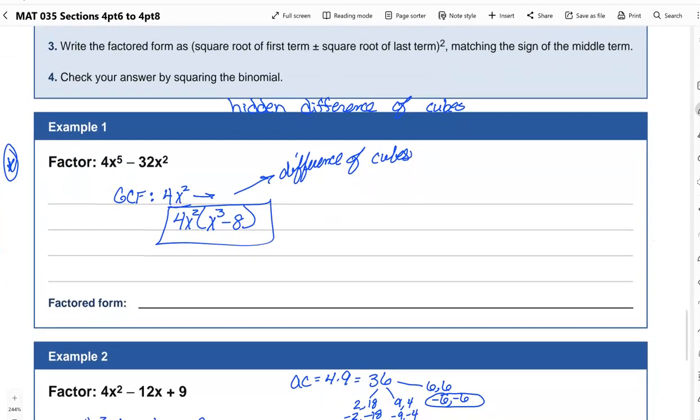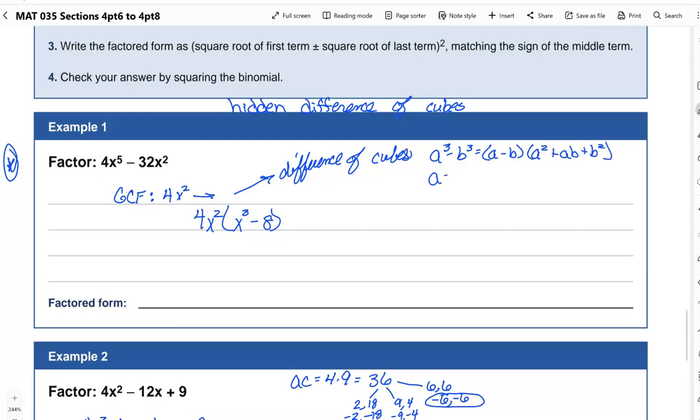We had 4x to the 5th minus 32x squared. We factored out a 4x squared. That left us with x cubed minus 8, and this is a difference of cubes. So now we're to the point where we can finish the problem. Factored out a 4x squared, leaving us with x cubed minus 8. Difference of cubes formula, a cubed minus b cubed is a minus b times a squared plus ab plus b squared. So my a is going to be x, my b is going to be 2.